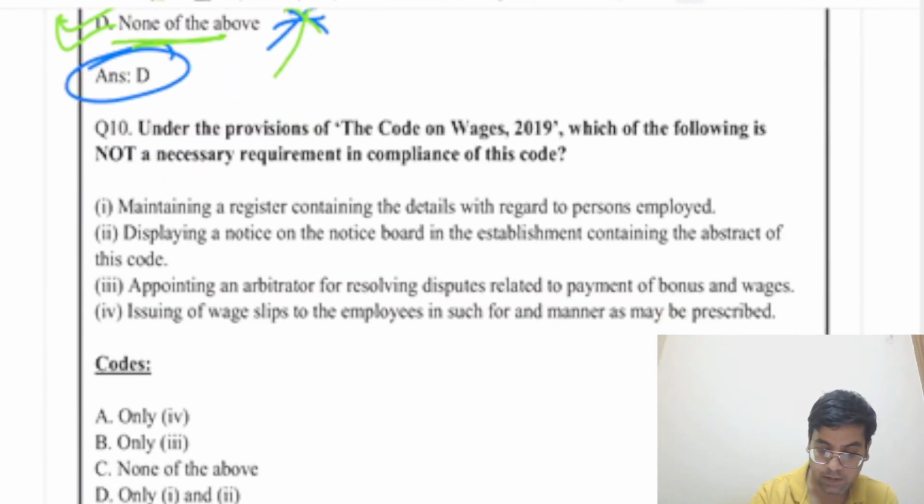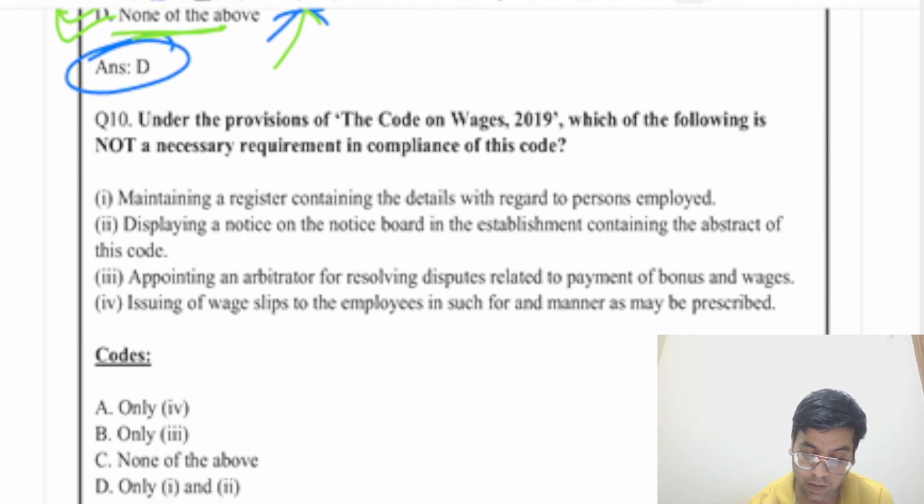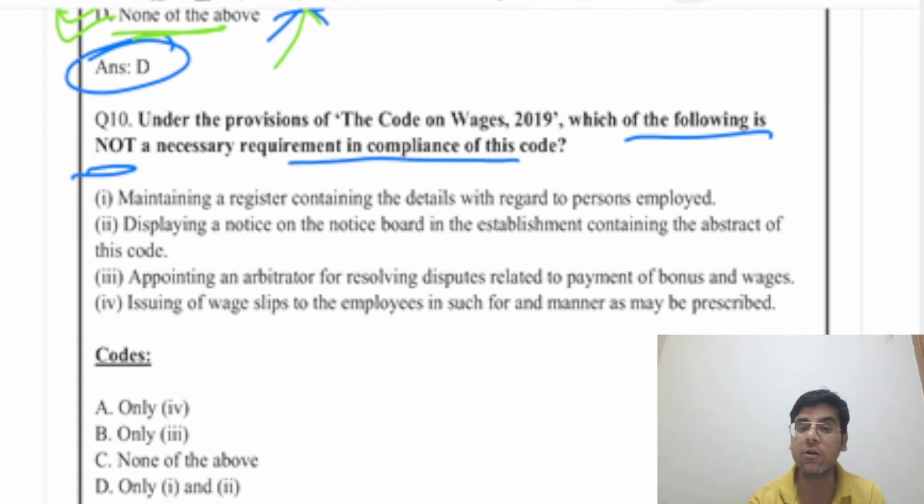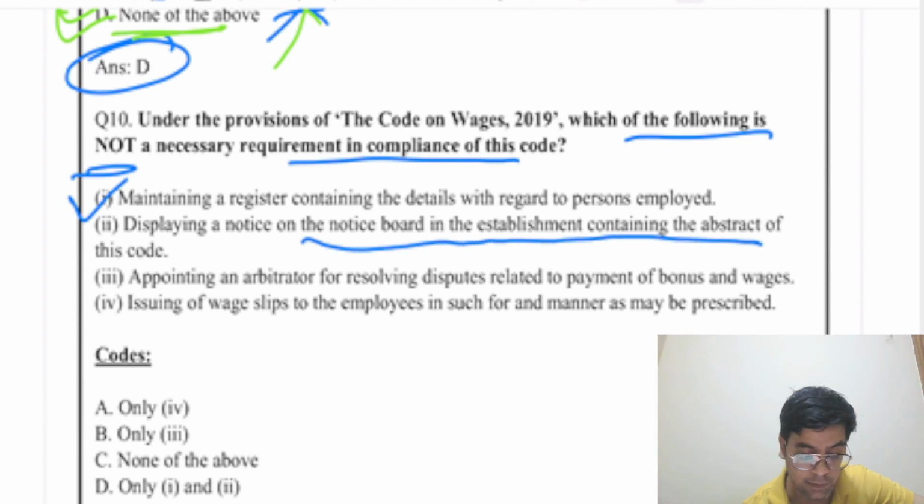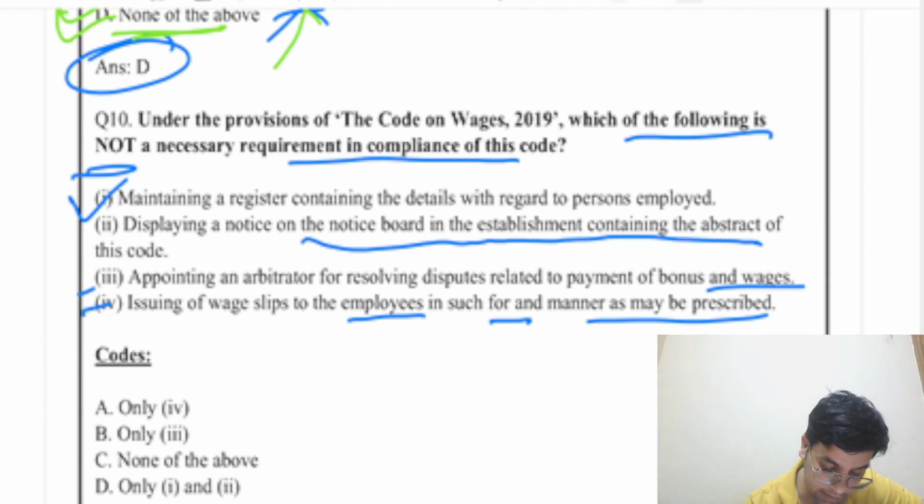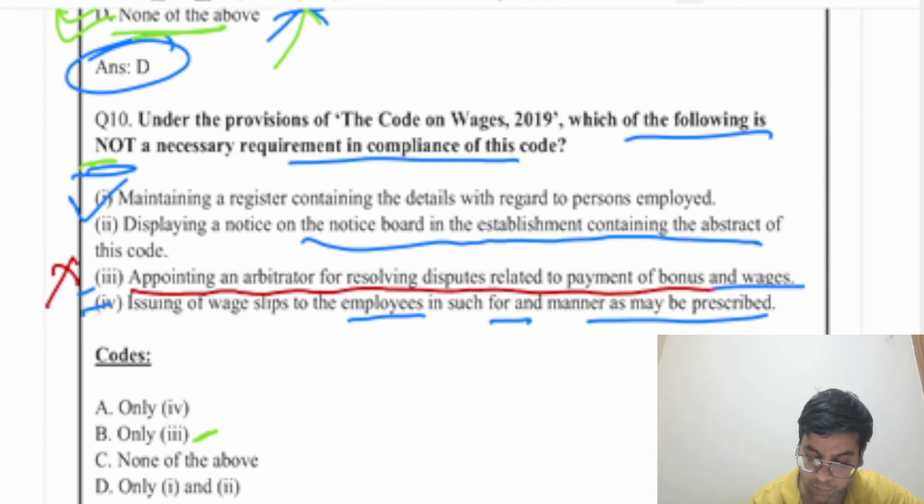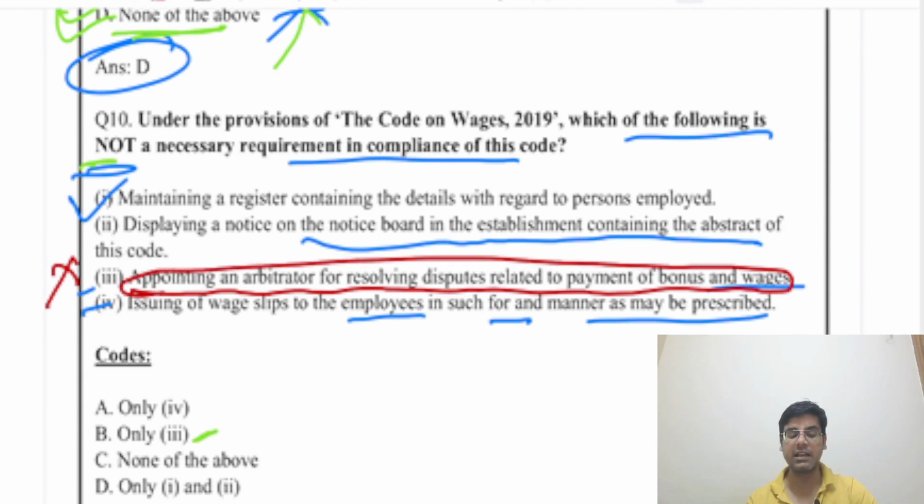Question number 10 says, under the provision of this code, which of the following is not necessary requirement in compliance of this code? Number 1, maintaining a register containing the details with regard to persons employed; displaying a notice on notice board in the establishment containing the abstract of this code; appointing an arbitrator for resolving disputes related to payment of bonus and wages; issuing of wage slip to employees in such form and manner as may be prescribed. Okay, and the correct answer is B, which is only 3. So only 3 is not necessary. What is 3? Appointing an arbitrator for resolving disputes relating to payment of bonus and wages. This is not necessary. Other than this, everything must be in compliance of this code.